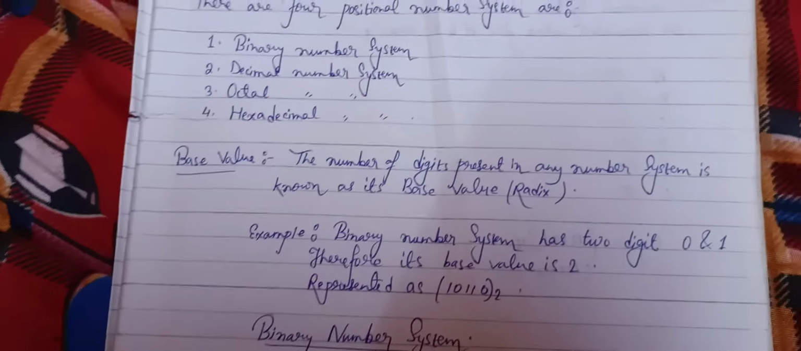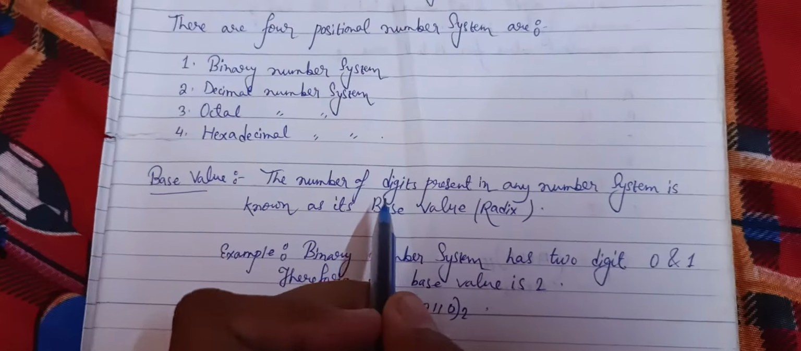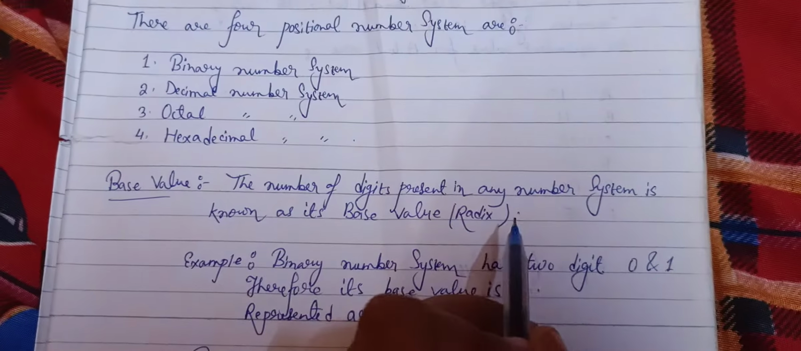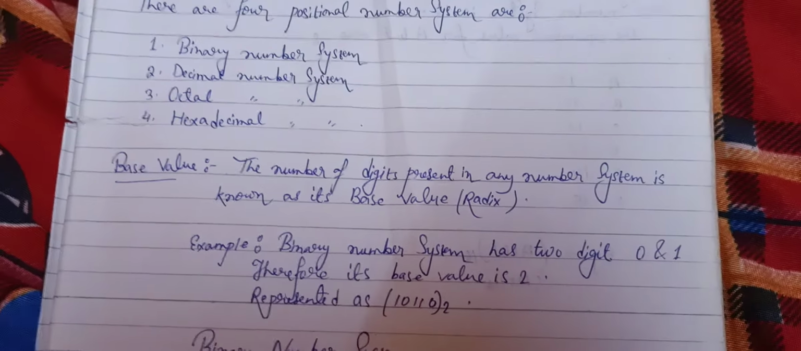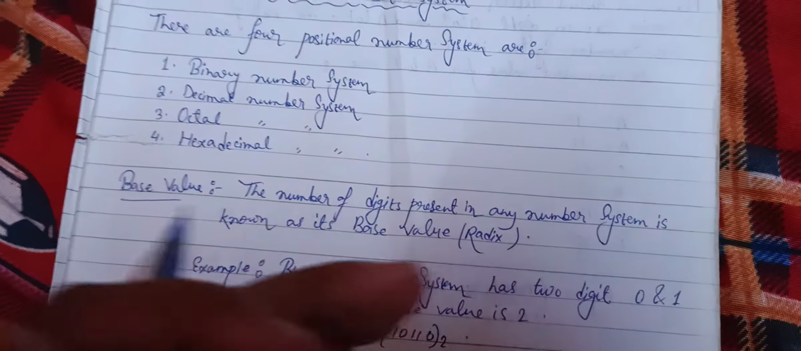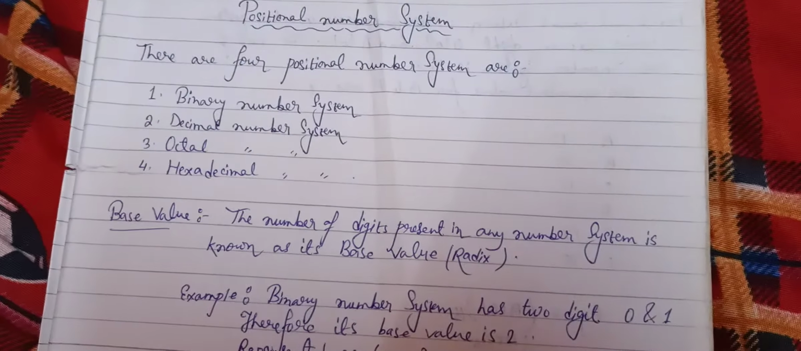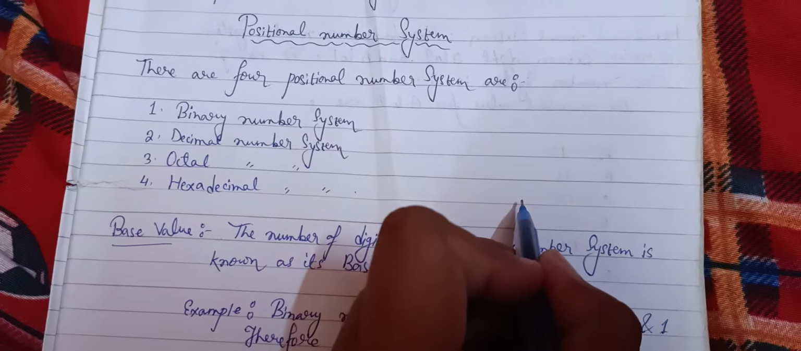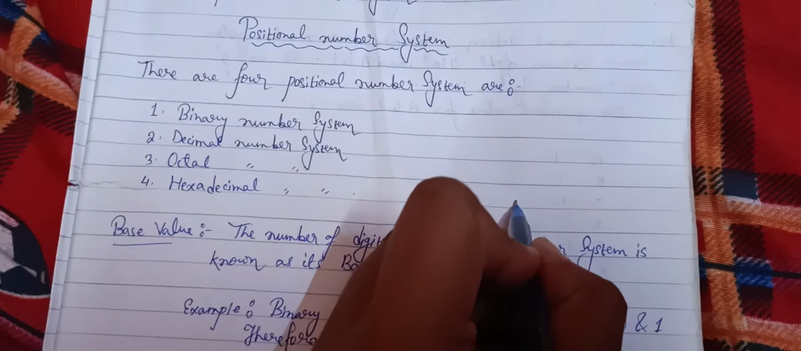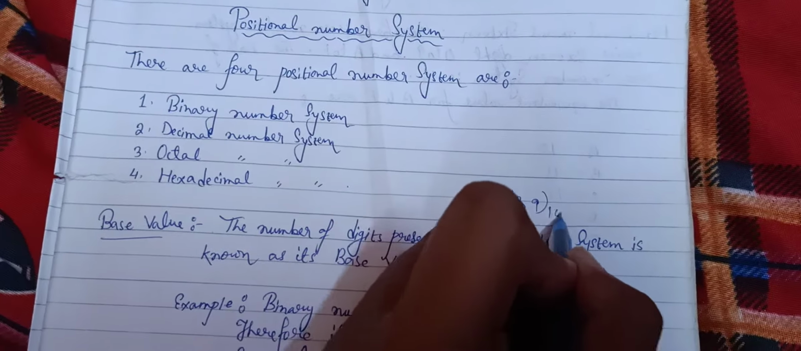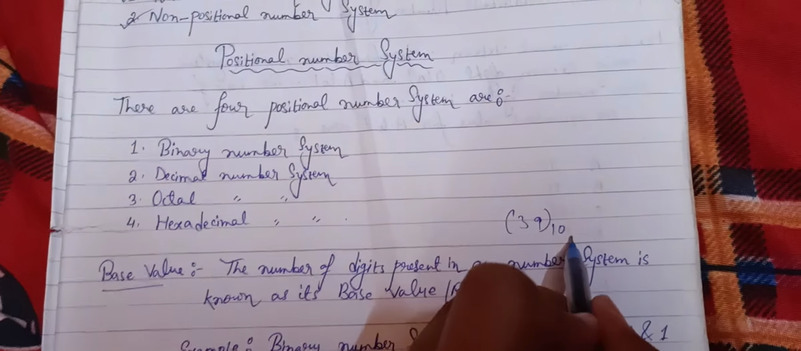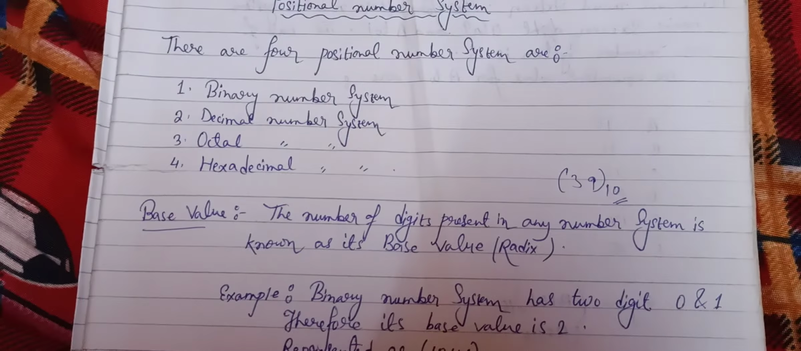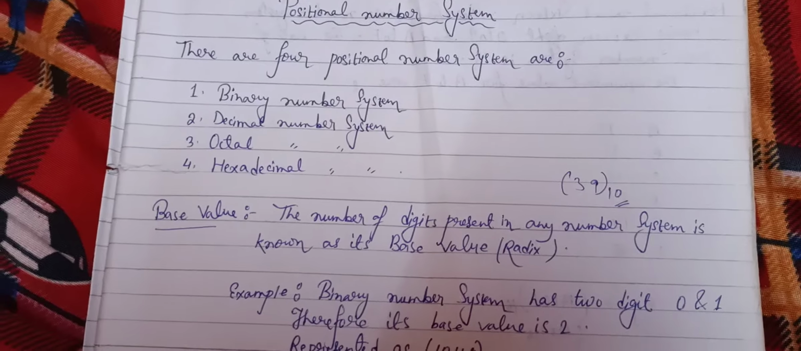So let me explain to you what is base value. The number of digits present in any system is known as the base value. Suppose when we are representing any decimal, the base value is basically what? 10. So we can write 39 base 10. So this base value is going to determine which number system it is.